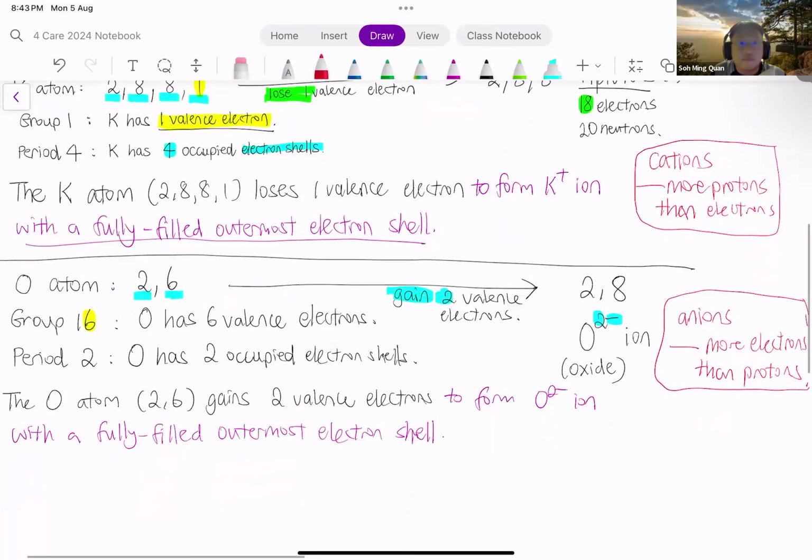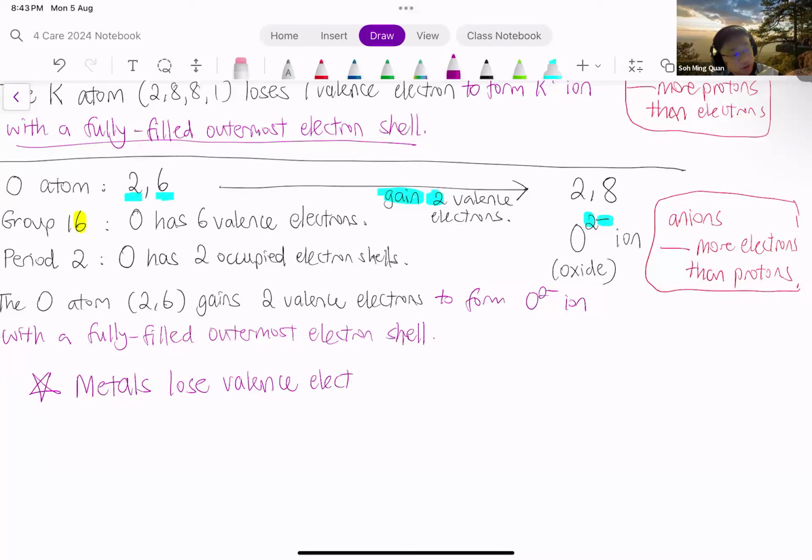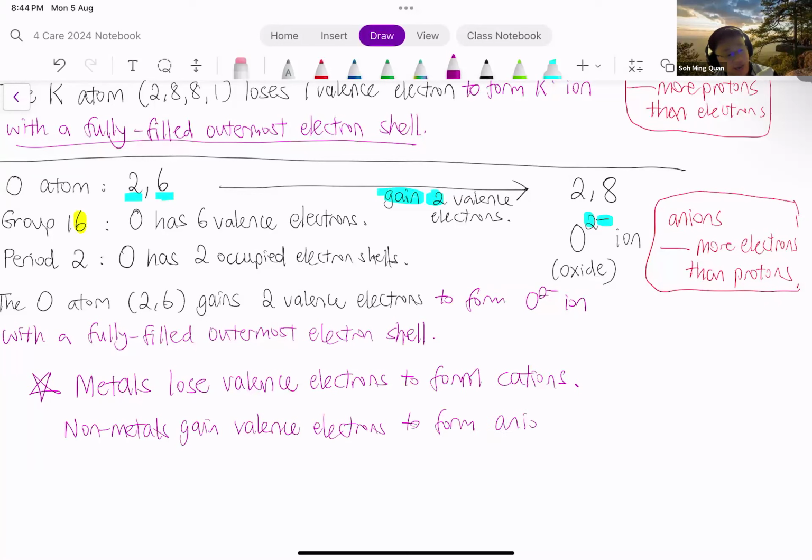Potassium is a classic metal. It's an example of a metal. So we can generalize and say metals lose valence electrons to form cations. Whereas the opposite, non-metals, gain valence electrons to form anions.